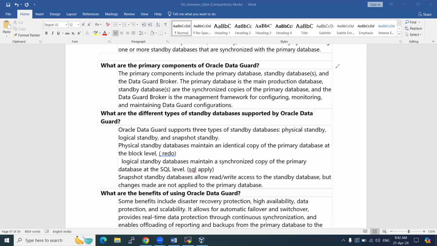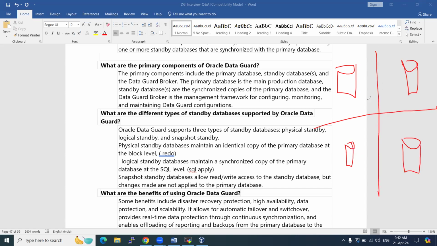Take our primary database and standby database. Suppose my standby database mode is physical standby, PS, and this is LS, logical standby. In the physical standby case, block by block, whatever information is there in my primary is going to be copied in the form of redo apply format.